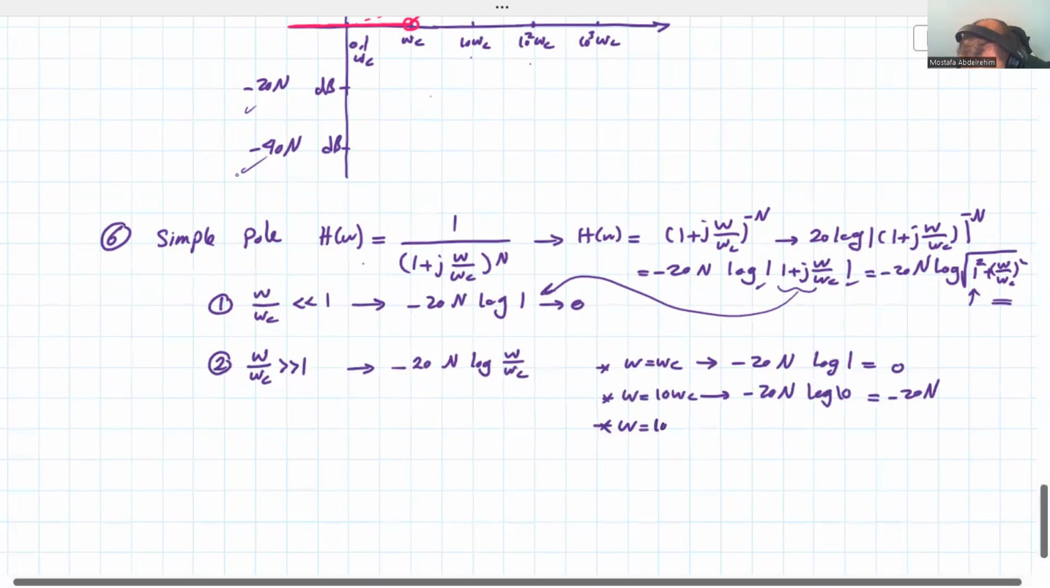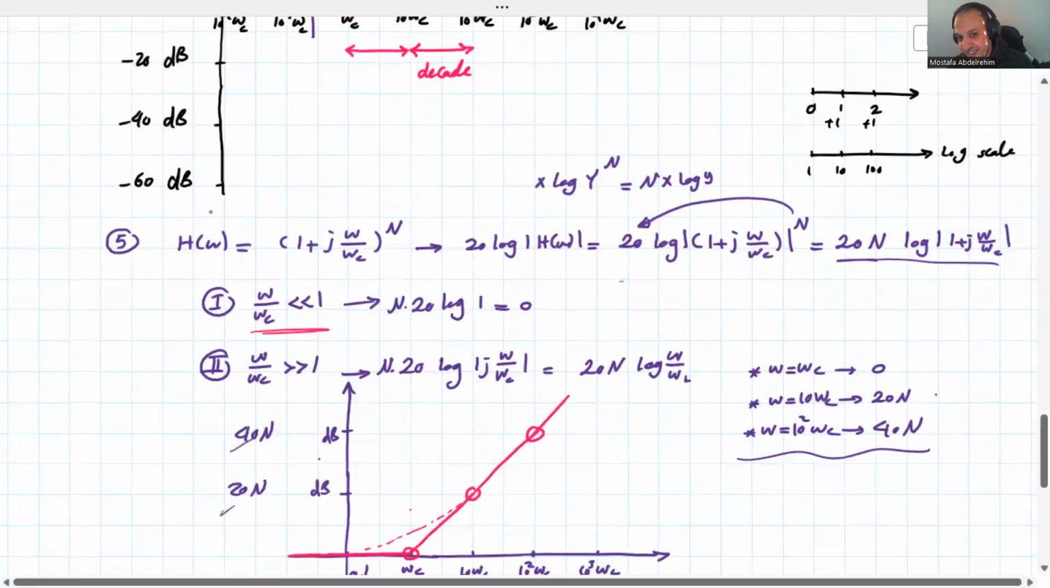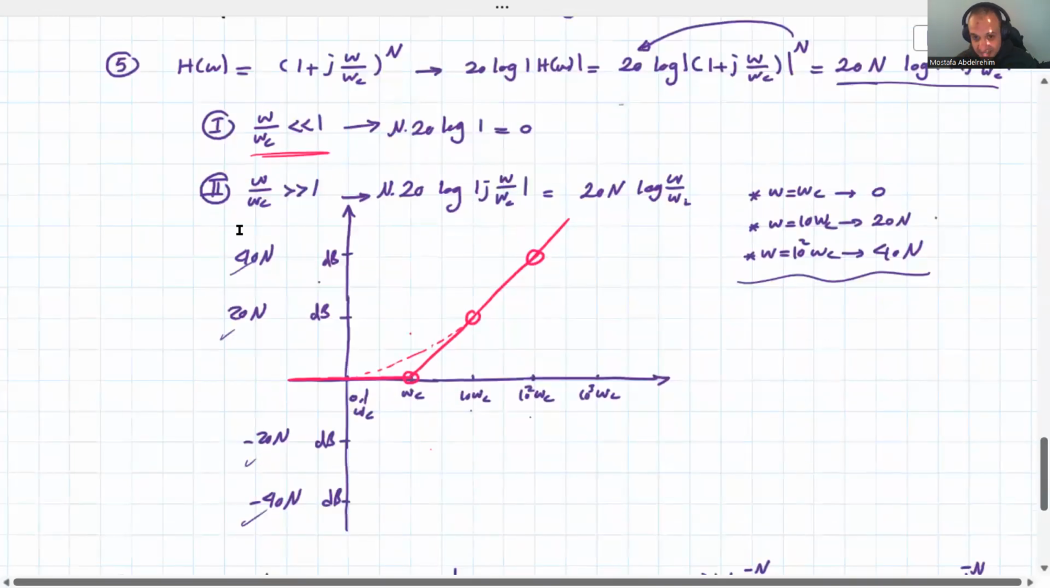Omega equal to 100 omega c: that's minus 20n log 100. Log 100 is 2, so this is minus 40n. That's exactly this case here, but on the opposite side. So instead of going up, we'll be going down.